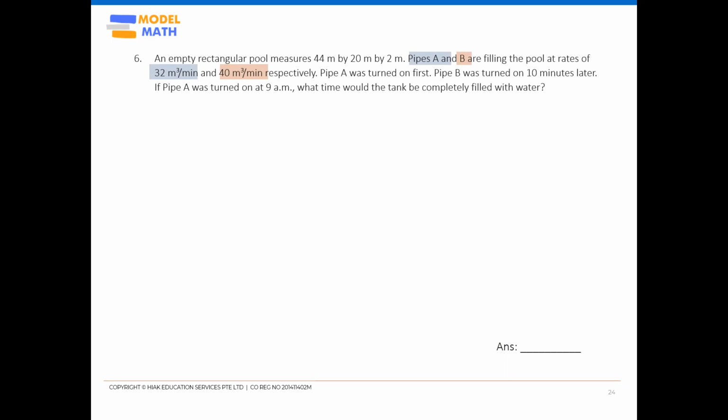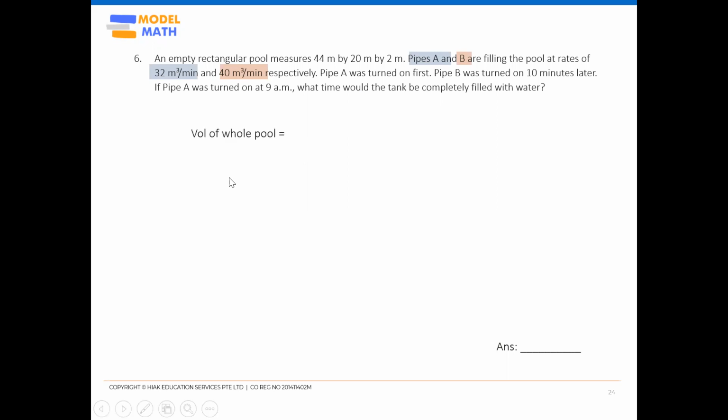All right, so that must mean that something must have happened during the first 10 minutes. And during this first 10 minutes, what happened was pipe A was switched on. So some water must have gone into the pool, all right? The tank must have been partially filled up first during the first 10 minutes. So what we're going to do is find out during this first 10 minutes how much water has gone into the pool. How much water has been filled up. All right, so let's work out that first.